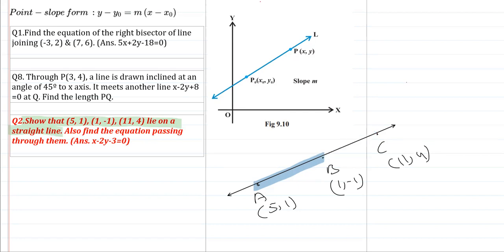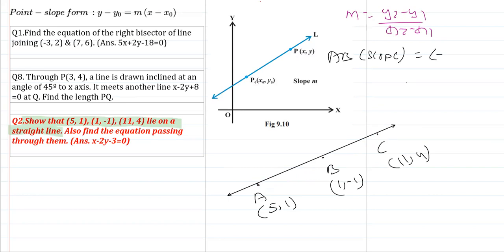We will be using this formula for finding the slope: y2 minus y1 over x2 minus x1. So we are going to get the slope of AB. It's y2 minus y1, that is minus 1 minus 1, which is -2, and x2 minus x1, that is 1 minus 5, which is -4. So we are getting -2 over -4. The minus gets cancelled and we get 1 over 2.